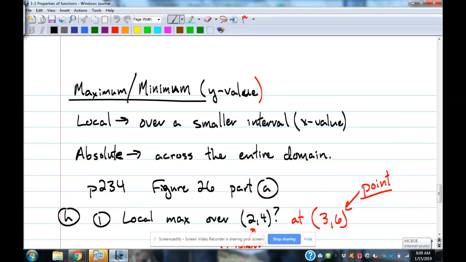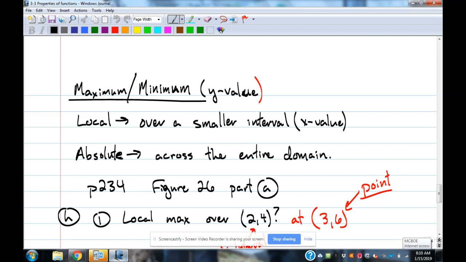Maximums and minimums, locals and absolutes. Local meant it was in a small window. They gave us an interval to look between. Absolute meant across the entire domain for a function. So being able to look at a graph and get the domain, being able to look at a function, get the domain, and think about those things.